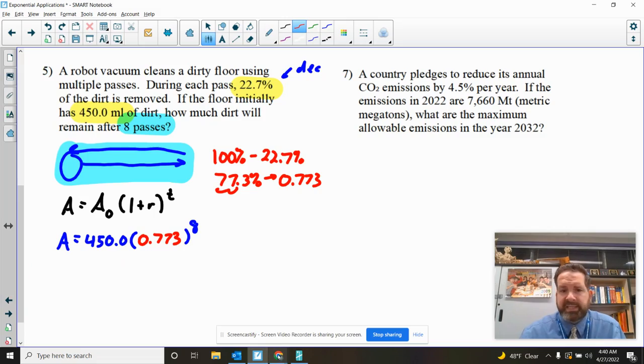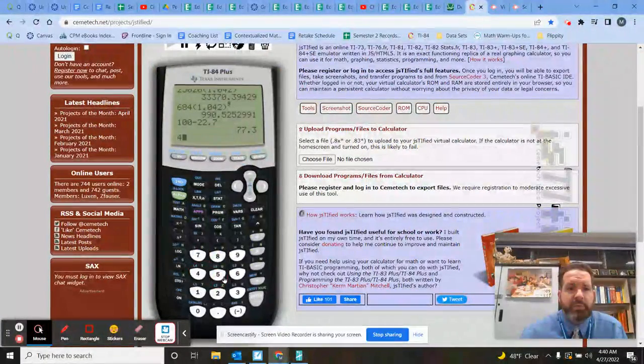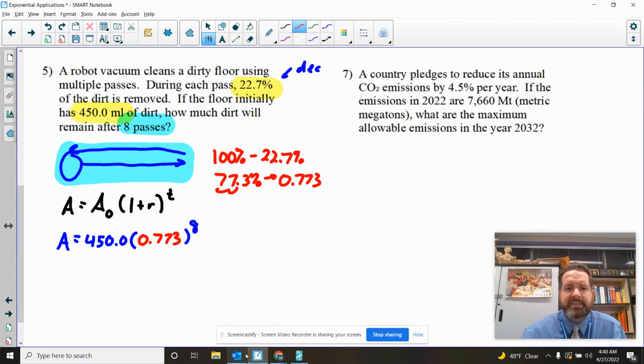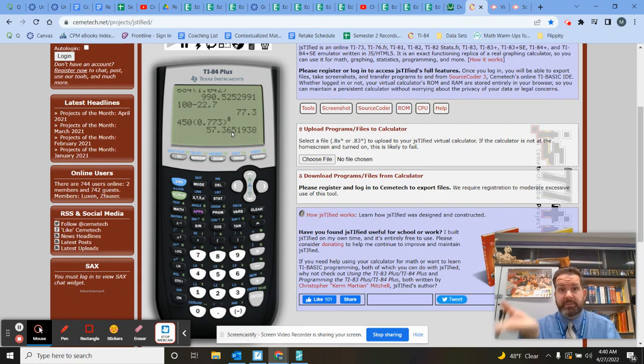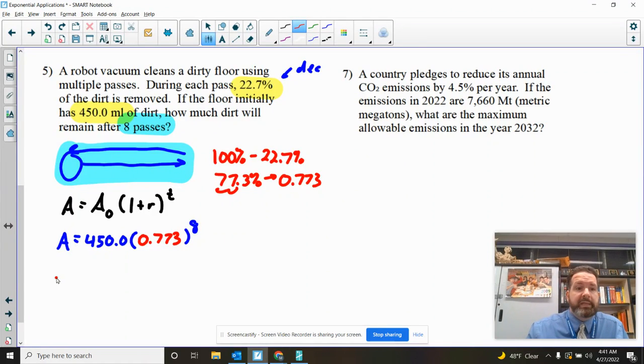Okay, so let's now calculate out 450, so our starting amount times the multiplier. And I want to check how many passes was it? 8 passes. So at the end, we're going to be left with 57.365. So I'm going to round that to 57.4, since after the 3, we had a 6, so 36 is closer to 40 than it is to 30. So I'm going to round it up to 57.4 milliliters.